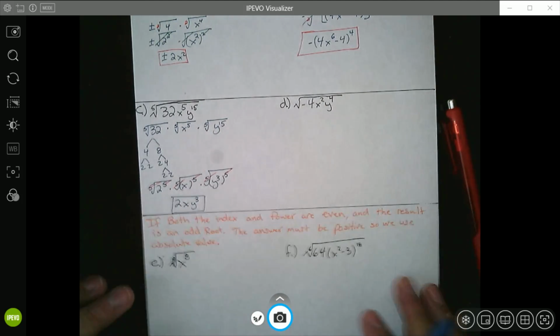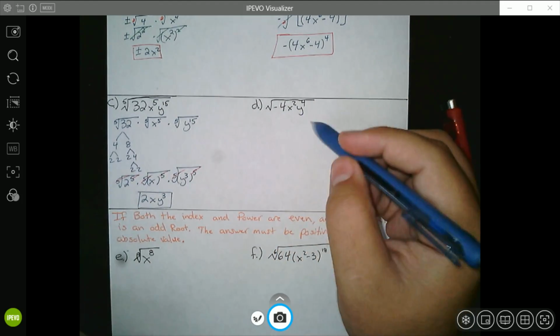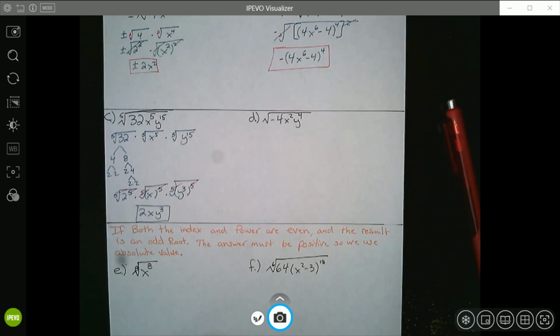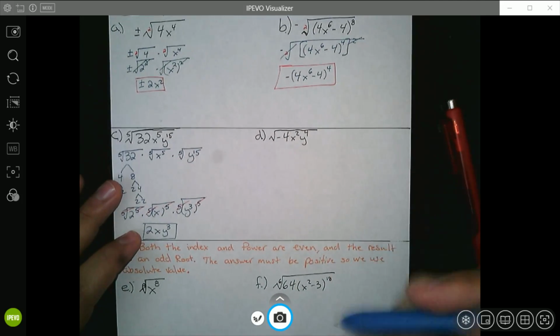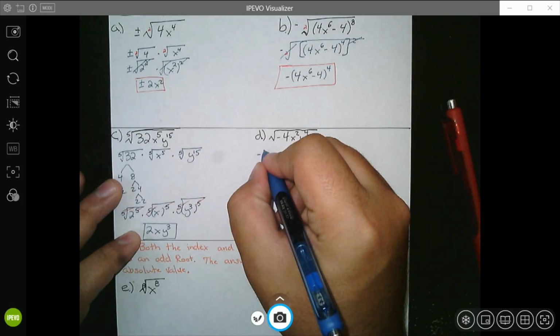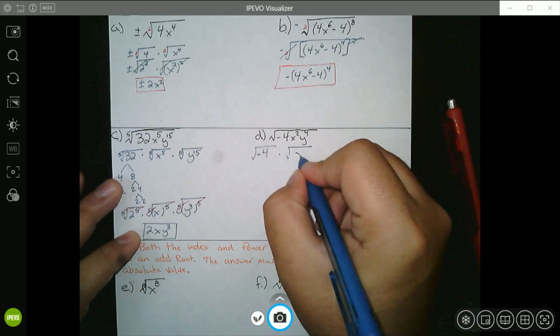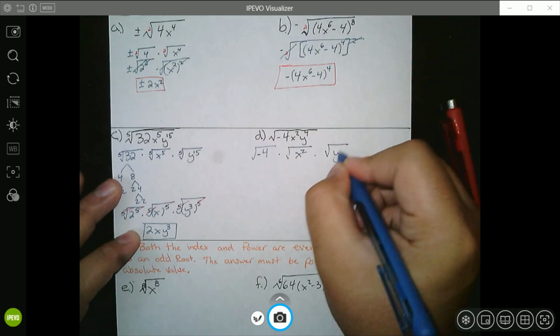Okay. And now we'll look at D. The square root of negative 4x squared y to the fourth. Now remember, you cannot take the square root of a negative number. So this is actually going to be an imaginary number. So the first thing we do, once again, is we break it apart. Negative 4 square root times square root of x squared times square root of y to the fourth. So I want to break this apart. So I know this negative comes outside.